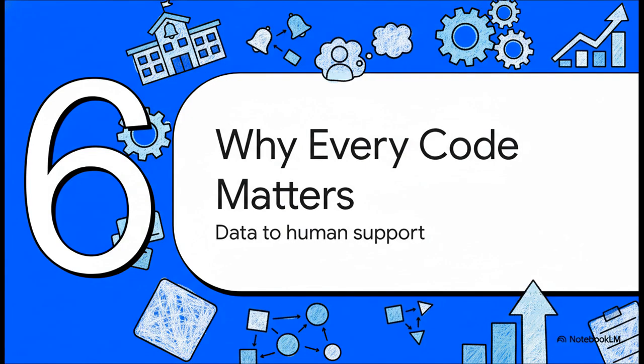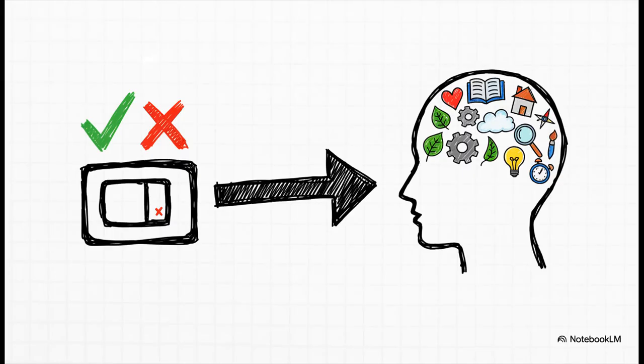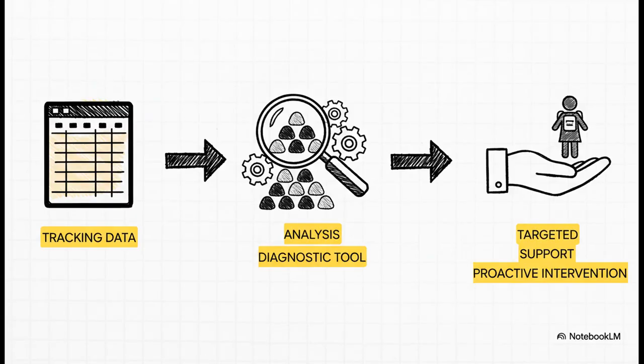And that brings us to our final section, why every code matters. I mean, we've seen a lot of acronyms and technical terms. But what does it all really add up to? Well, here's the bottom line. All of these codes are designed to work together to create this incredibly detailed, nuanced picture of a student's life. It's a huge shift away from a simple present or absent and towards truly understanding the why behind every single mark in that register.